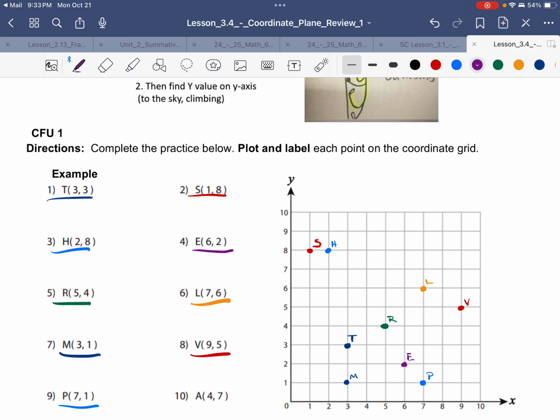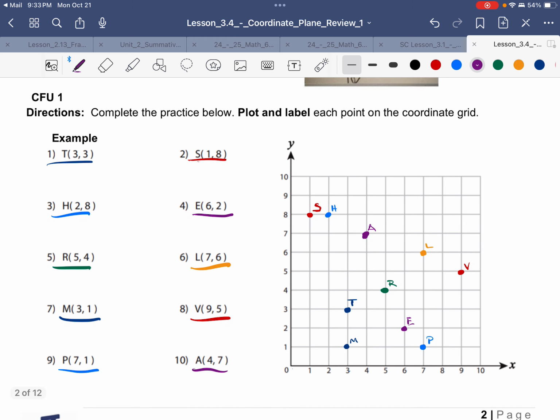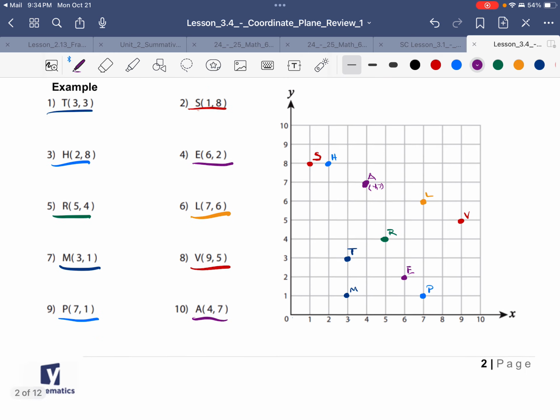I'm sure it's not taking you as long because I'm switching colors. A is 4, 7. 4, 7 here. Okay, so that's essentially how you plot points. Occasionally you will see folks actually label them with the coordinates as well, so you'll see like 4, 7, different things like that. Essentially, that's how you plot and label.